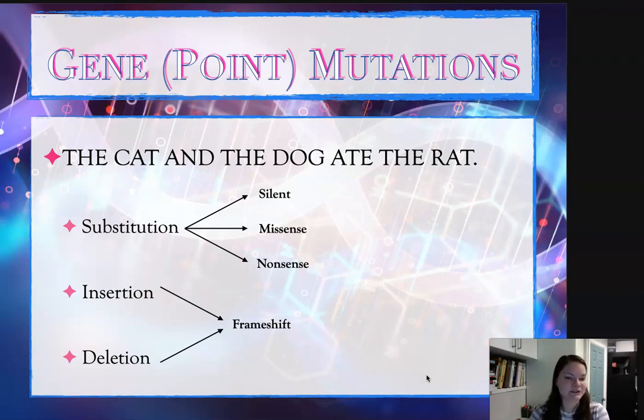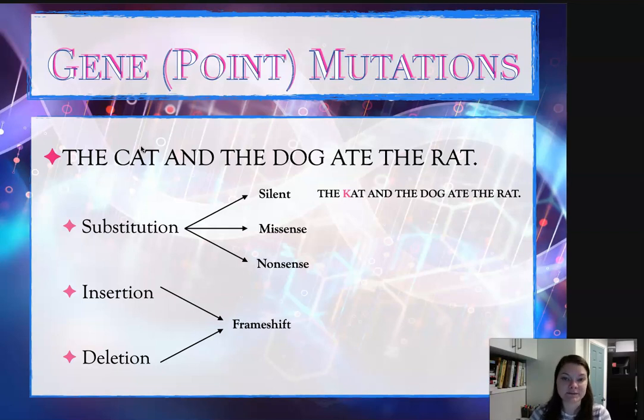If I have a substitution mutation, that means that I've taken one letter and changed it out for another. In terms of DNA, that means that whatever my DNA code was, I have a new DNA sequence, but it's still coding for the same amino acid. So for that reason, it is silent. Here's your example here. Changing one letter doesn't change the meaning at all. Everything's exactly the same. The cat and the dog ate the rat.